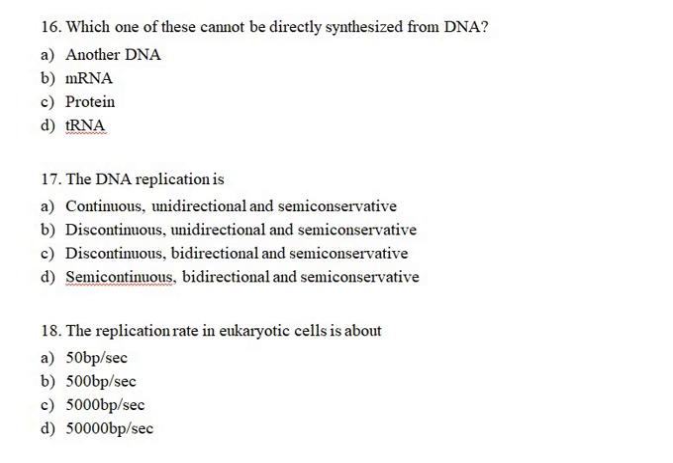So the correct option is A, because one base pair contains 2 nucleotides. 50 base pairs contain 100 nucleotides. So 100 nucleotides are added per second in case of eukaryotes. So the replication rate in eukaryotic cells is about 50 base pairs per second. For question number 18, the correct option is A.